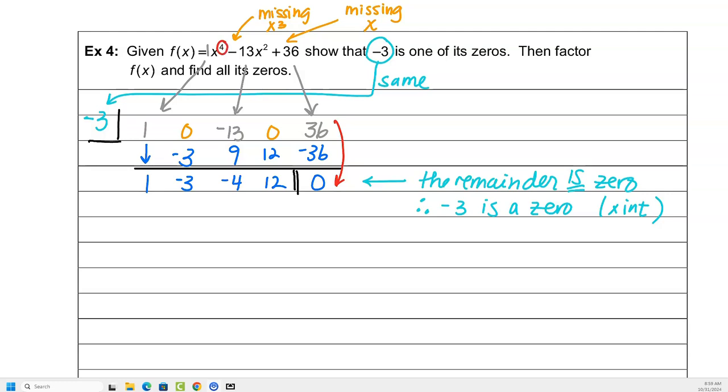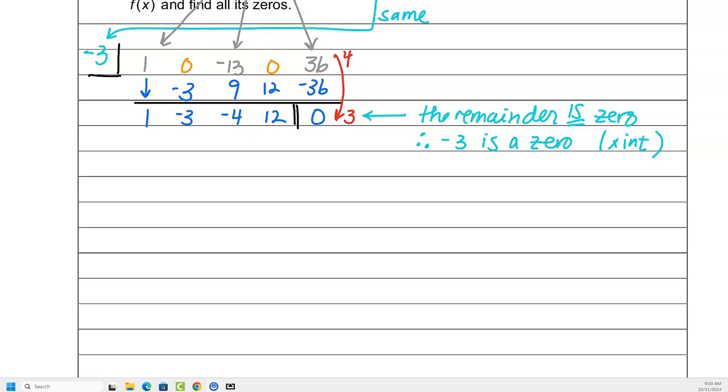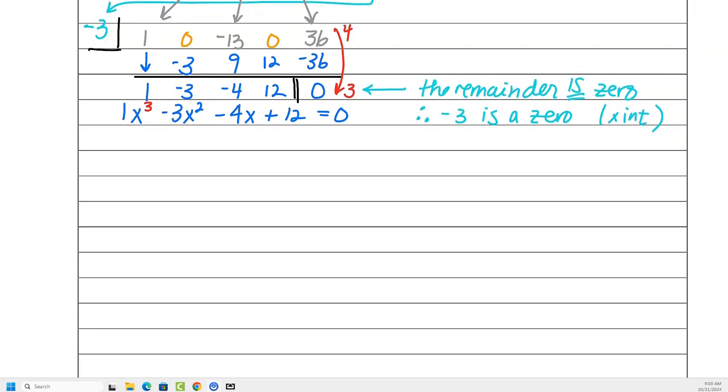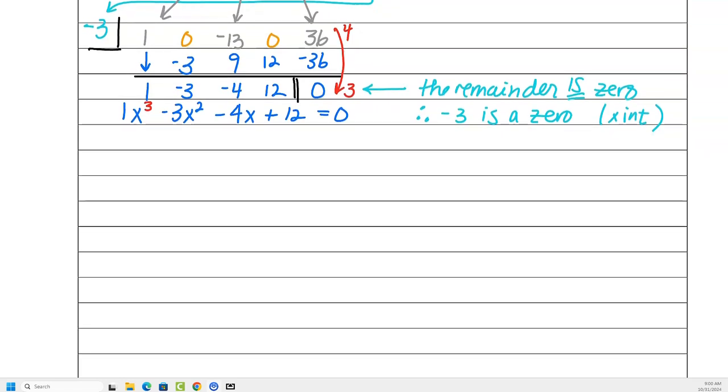It was a 4th degree. I'm bringing this down to a 3rd degree. So that means this is 1x to the 3rd power minus 3x to the second power minus 4x plus 12. Okay, and I'll set that equal to 0. And I'm going to be like, is there a way to solve this any further? Because they didn't give us any clues, so I can't use synthetic division again.